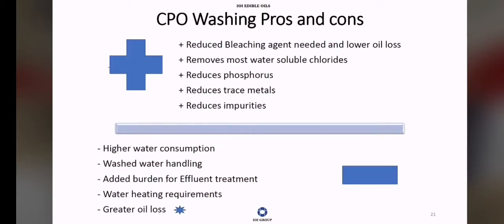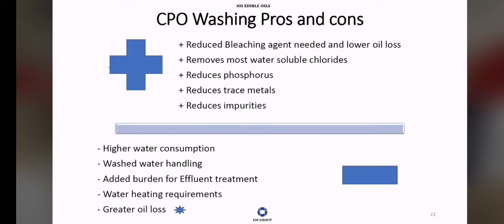Just to summarize the advantages and disadvantages of CPO washing. One of the advantages that we've noticed is there's reduced bleaching agent needed, and as a result you will have lower oil loss. It removes most of the water-soluble chlorides. It also helps to reduce the phosphorus content. Not all, but there's some reduction in phosphorus. It reduces the trace metals and it reduces the impurities.